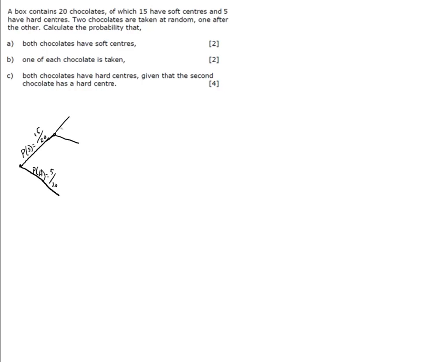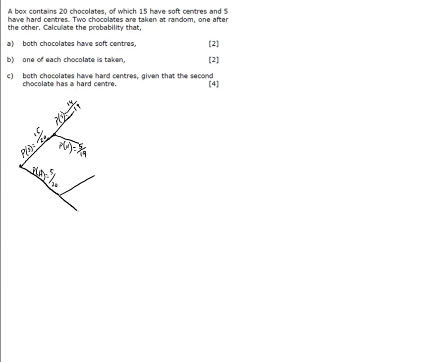So now we've taken a soft one. What is the probability of taking another soft one? And we should see that that's now 14 soft that we can pick out of the 19 that are left. And the probability of taking a hard one now, we didn't take any, so we still have 5, but there's only 19 to choose from now.